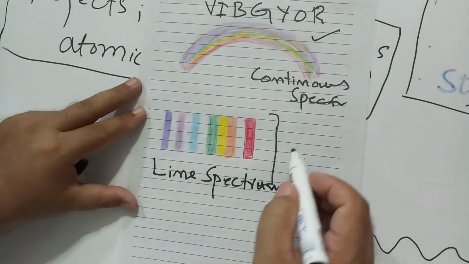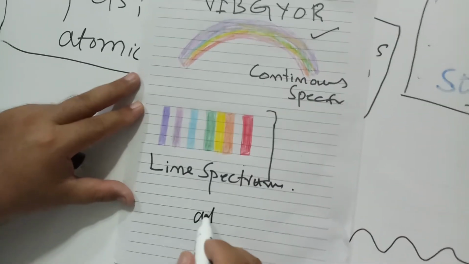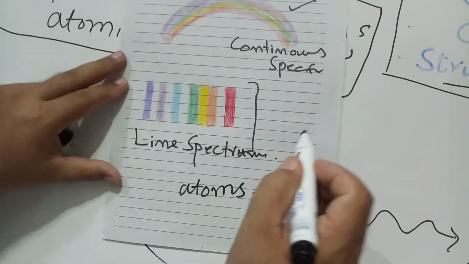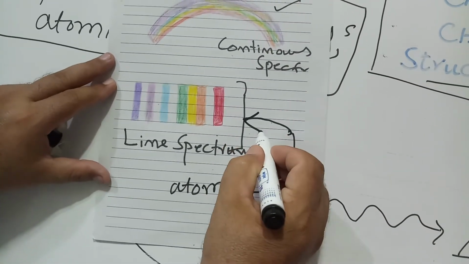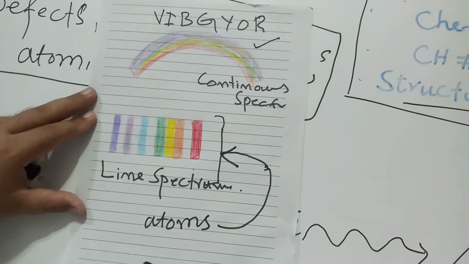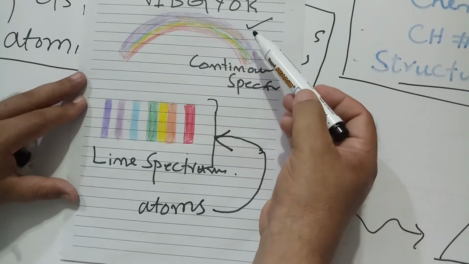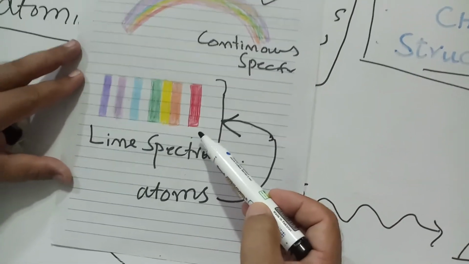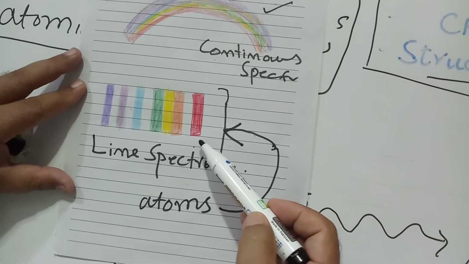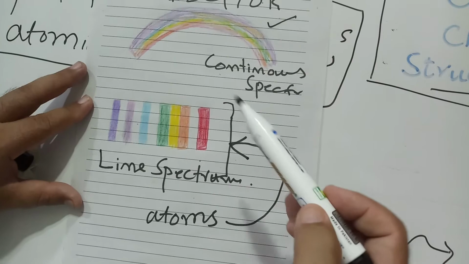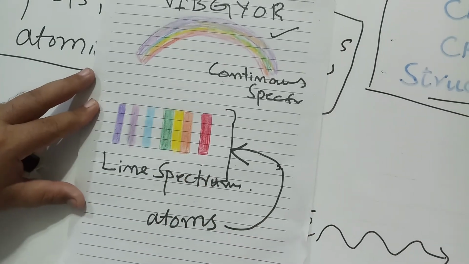All atoms, not molecules, give a line spectrum. So if the electron emits energy continuously, it should give a continuous spectrum, but actually all atoms give us a line spectrum. This is not explained by Rutherford's atomic model. So this is the second drawback of the Rutherford atomic model.